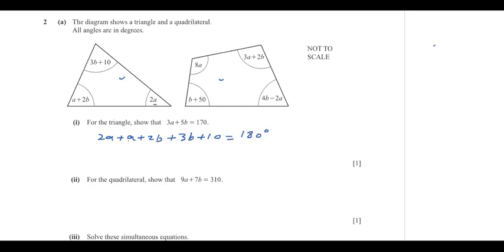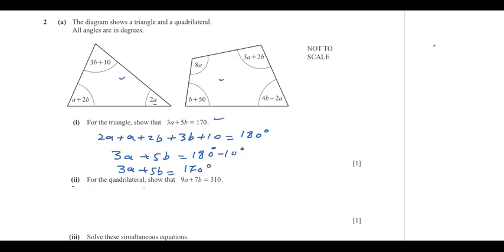Now 2a plus a is 3a. 2b plus 3b makes 5b. And take the 10 to the other side. It will be 180 minus 10. So that will show 3a plus 5b is equal to 170 degrees. That was required to prove.